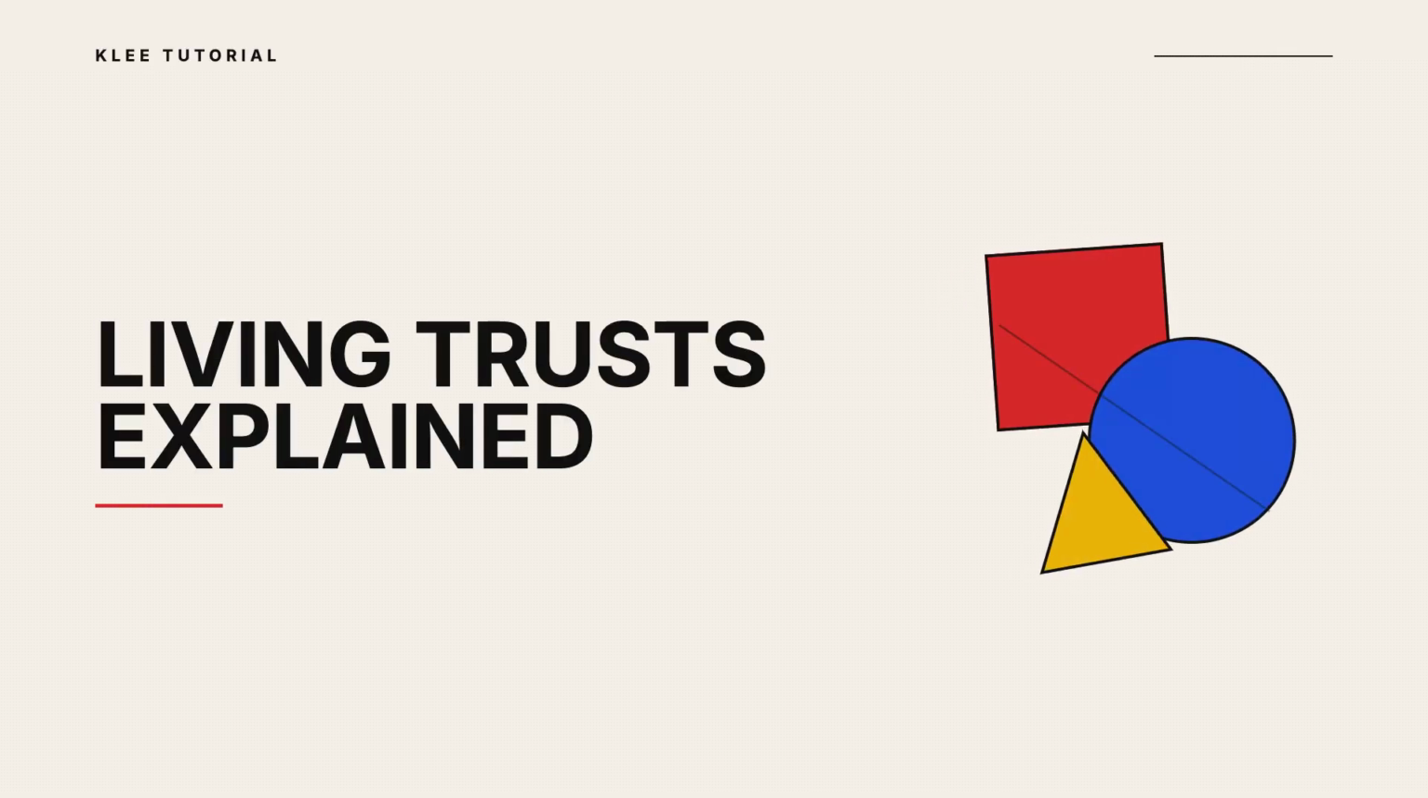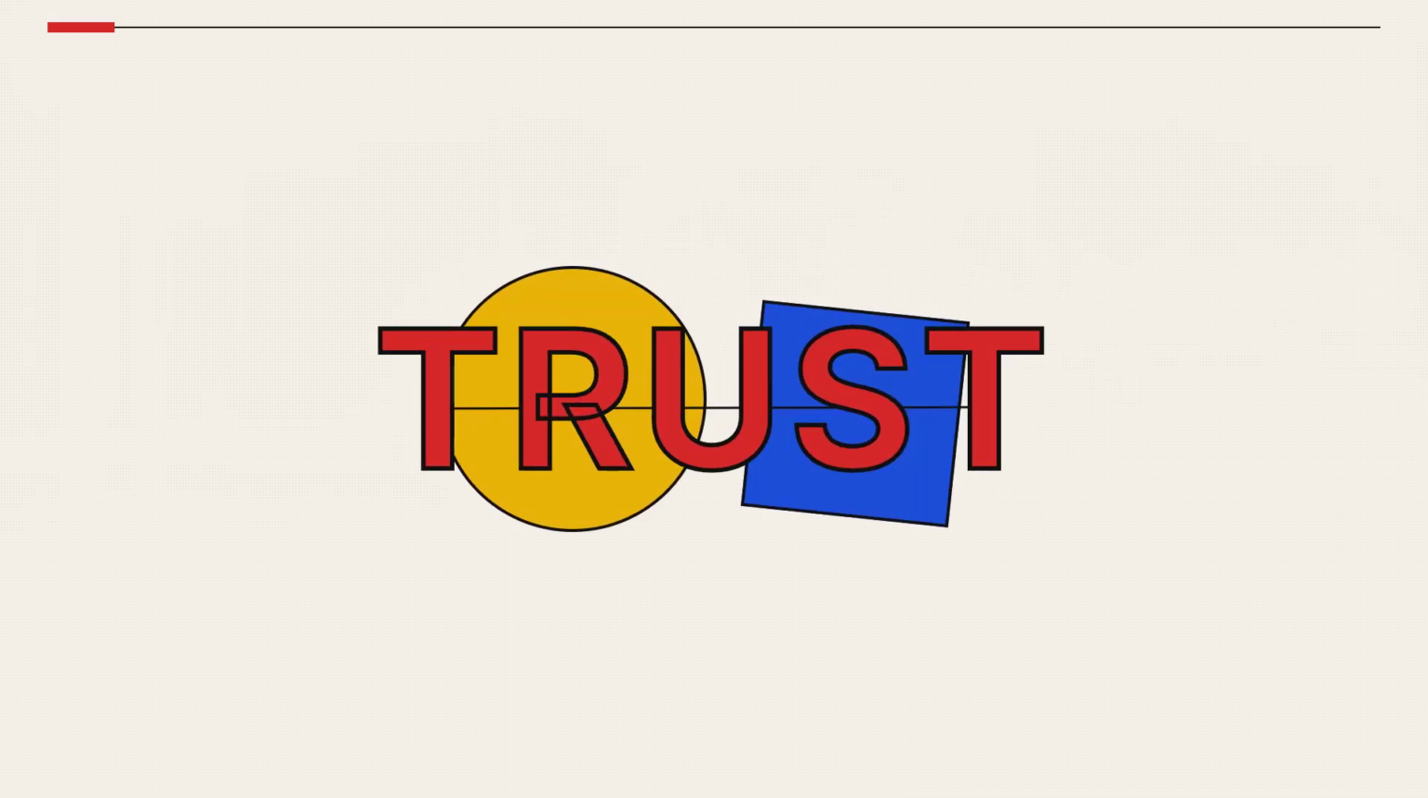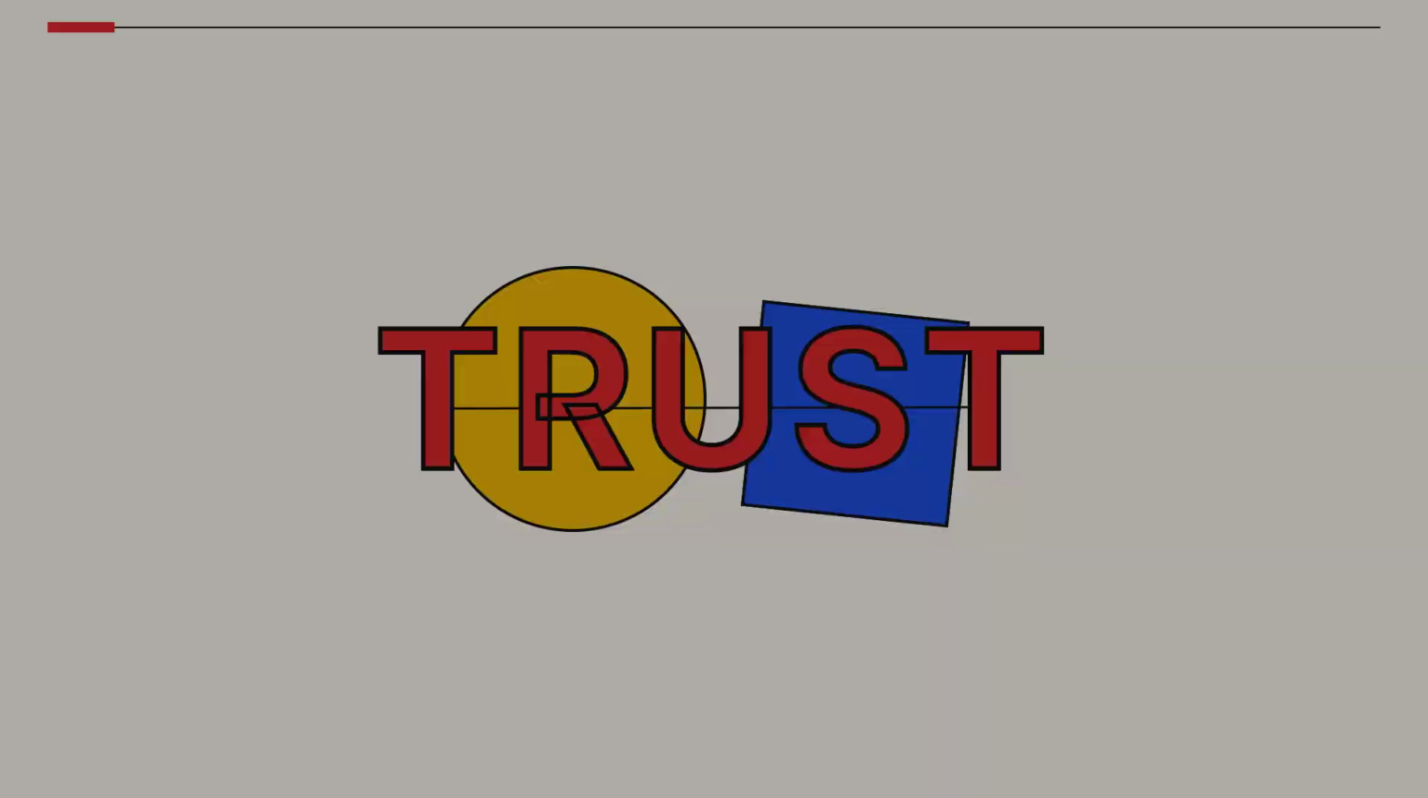A living trust is a legal tool that helps you manage and distribute your assets during your lifetime and after you pass away. Think of a trust as a container for your property. You decide how that property is used and who eventually receives it.